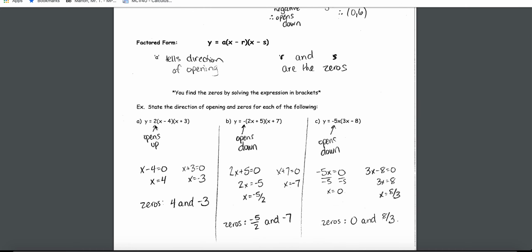A simple example here, a is 2, opening upward. X minus 4 is the first bracket, the second is x plus 3. So what makes this bracket 0? 4 makes it 0, so 4 minus 4 is 0. So that's my first x-intercept. Negative 3 makes this 0. Or simply solve the equation equals to 0. We've done that a lot.